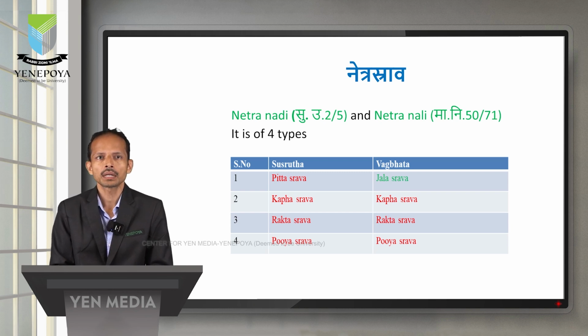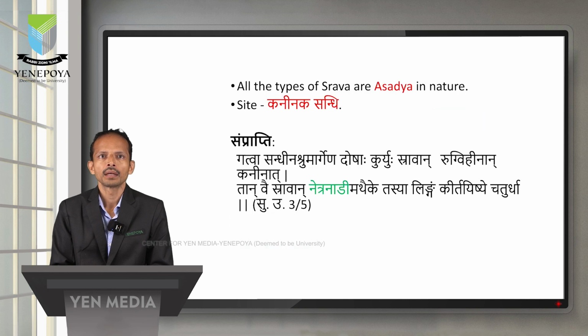And this Netrasrava is also called Netra Nadi by Sushruta and Netra Nali by Madhava Nidana. And as such, by nature there is no Vatasrava. All these Sravas are asadhya in nature, and the involved Sandhi is Kaninaka Sandhi.